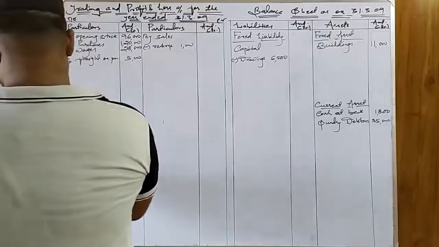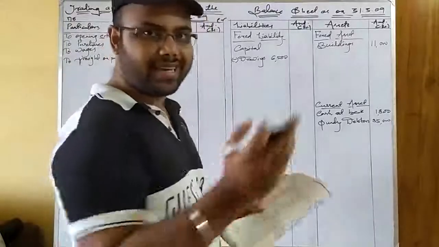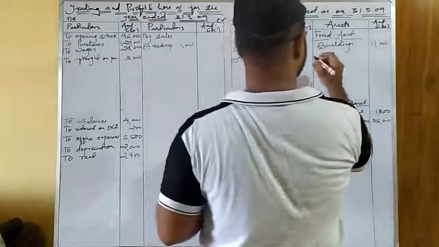Moving on to next page, more debit balances are there. Plant and machinery. So plant and machinery is again a fixed asset. Okay.